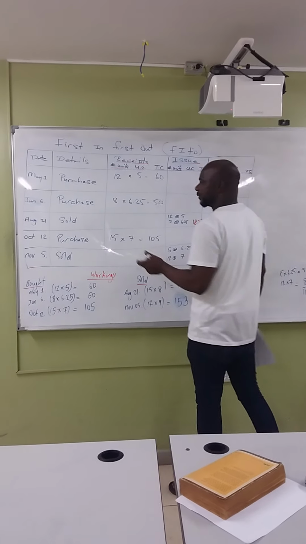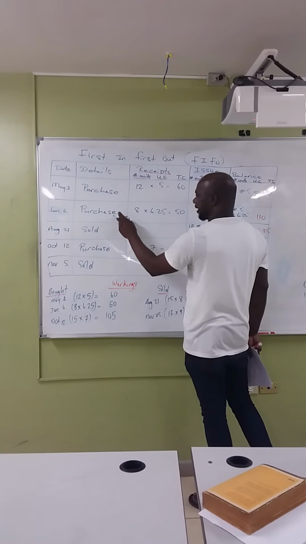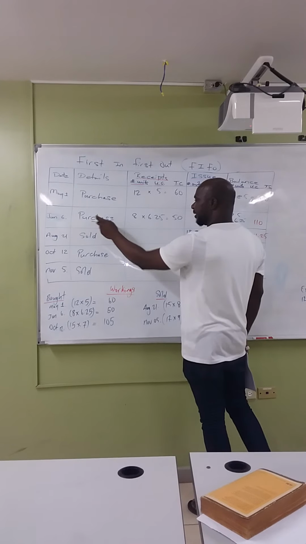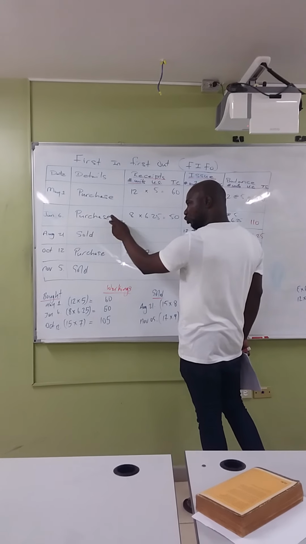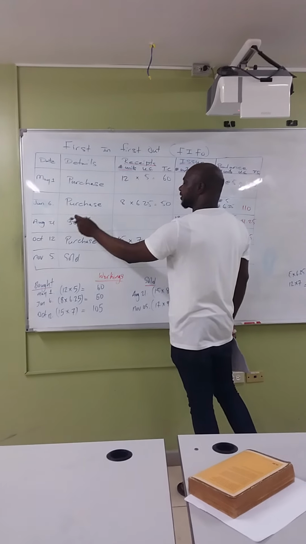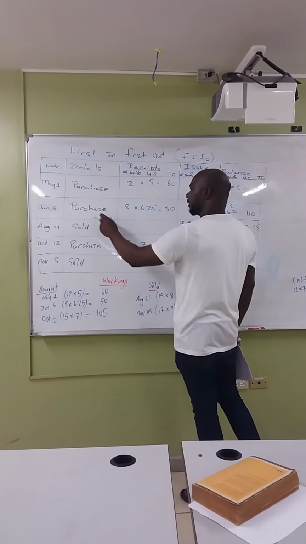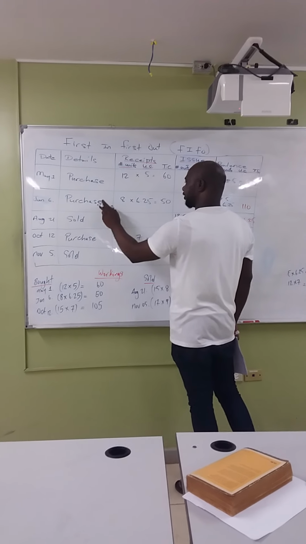Alright, let's now move to June 6th. What did we do on June 6th? We purchased again. We have to list June 6th before we list August, because obviously the month of June comes before August. So we have June 6th, purchase.